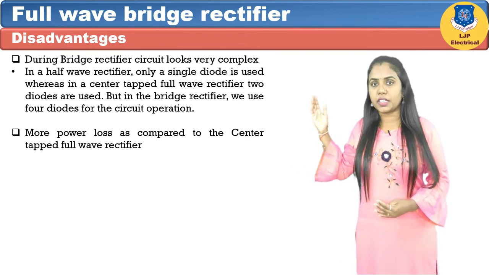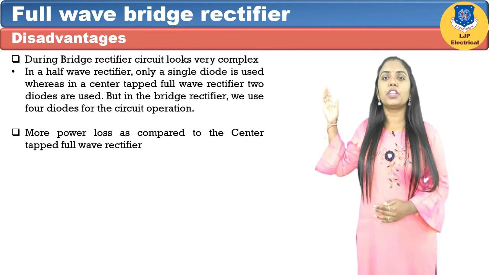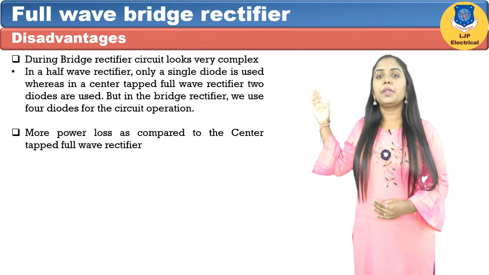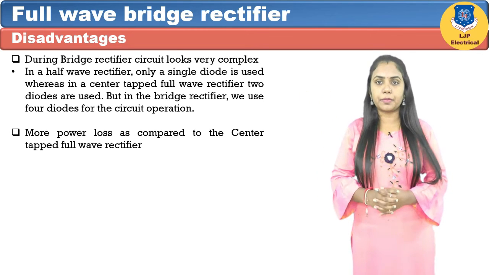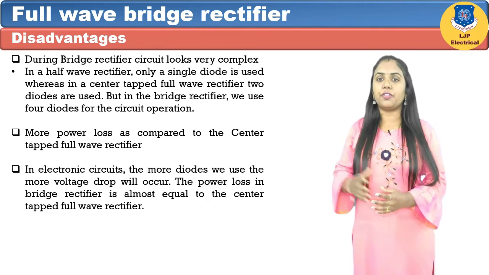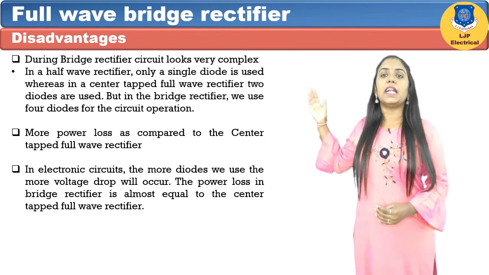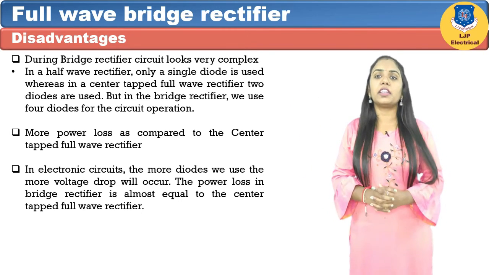In an electronic circuit, the more diodes we use, the more voltage drop will occur. The power loss in the bridge rectifier is almost equal to the center tap full-wave rectifier. However, in a bridge rectifier, the voltage drop is slightly higher compared to the center tap full-wave rectifier.